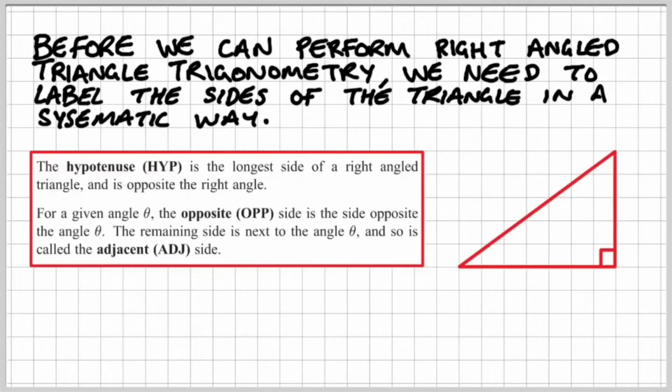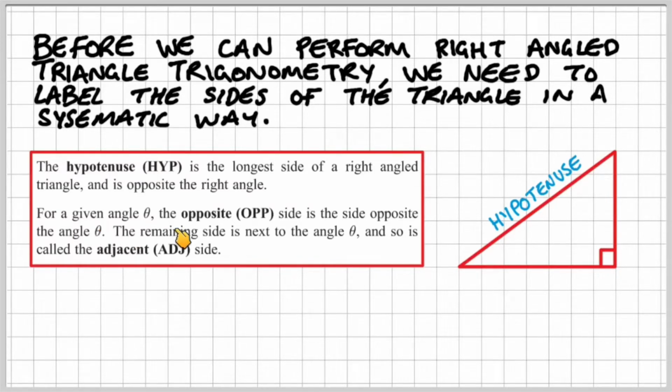So if we draw a right-angled triangle like the one shown here, the hypotenuse, or for short, the hype, is the longest side of the right-angled triangle and is opposite the right angle. So here's my right angle, opposite my right angle is my hypotenuse.